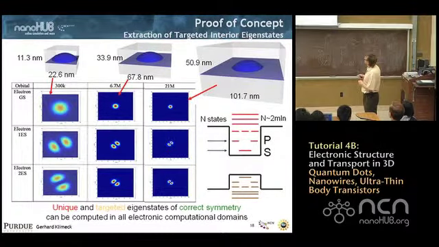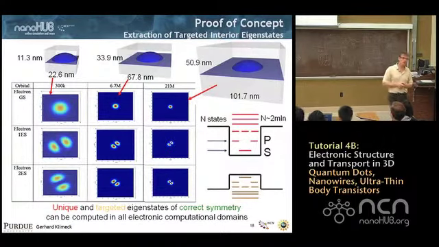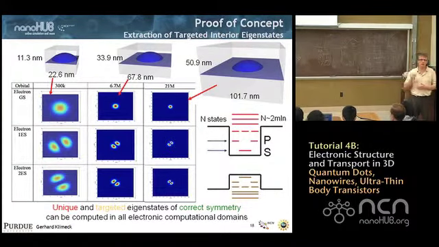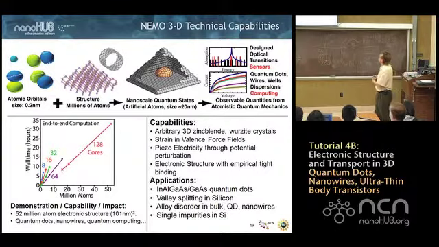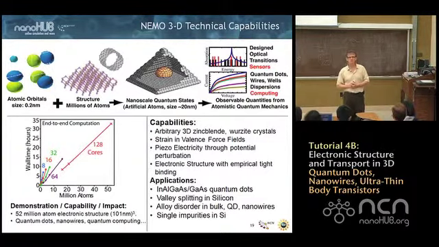So the point is we can get unique and targeted eigenstates of correct symmetry. Okay? It's not just arbitrary states, but it's the ones we really want and we understand. All right. So the bottom line is that we have this capability now that we can look for quantum dot-like systems, we can analyze valley splitting, we can look at alloy disorder, quantum dots, nanowires, single impurities, and in the next presentation, I'll give you an overview of what we can do with that.